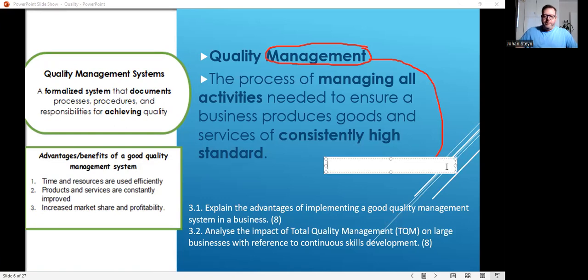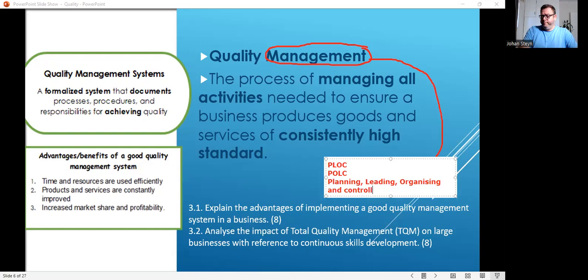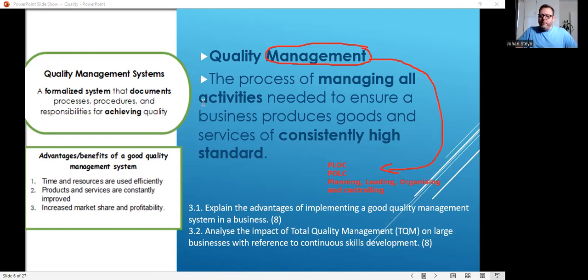So the tasks of management, you would have known something like this, and that would stand for planning, leading, organizing, and controlling. Right. So those are the 4 tasks of management. So when you do quality management, you need to plan, you need to lead, you need to organize, and you need to control. And this is where all of it comes together.